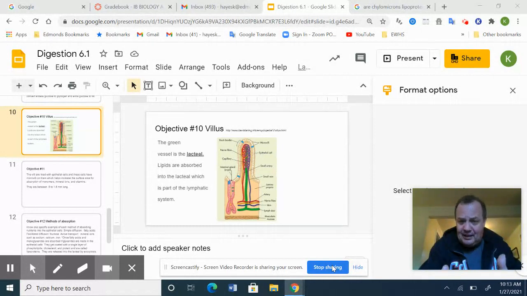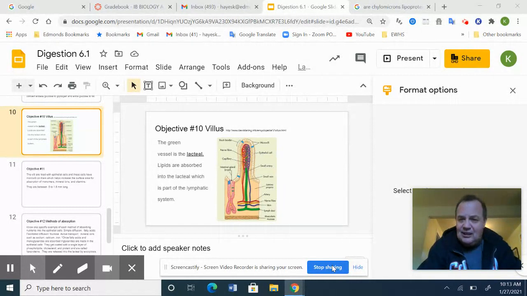Mucus is also made. I remember having a professor jokingly say that if it wasn't for the mucus that lines our entire digestive tract, we'd be screaming every time we ate. And so, like the stomach's lined with mucus, small intestine, everything's lined with mucus to help protect it from the enzyme attack. The following slides talk about absorption.